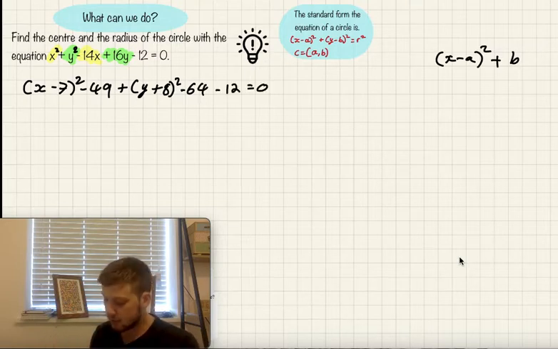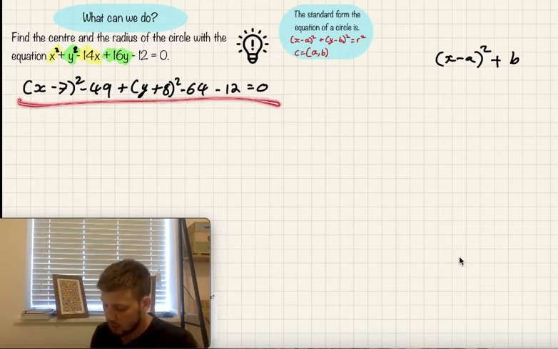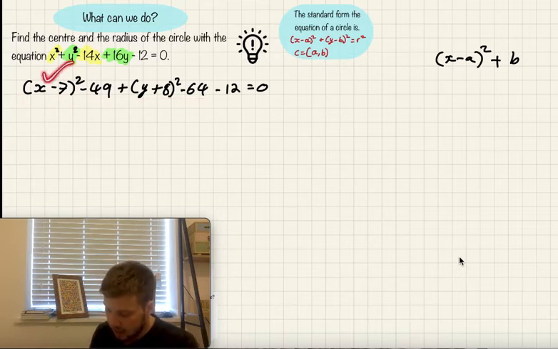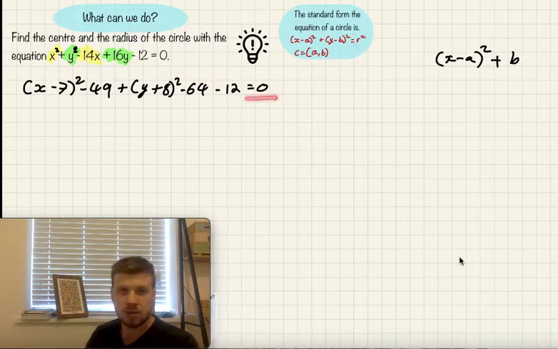So let's compare again with what we've got. We've got something like this, and I'm happy with these terms. However, it's not equal to r squared. Mine is currently equal to 0. So what I need to do is just add everything across to the other side.